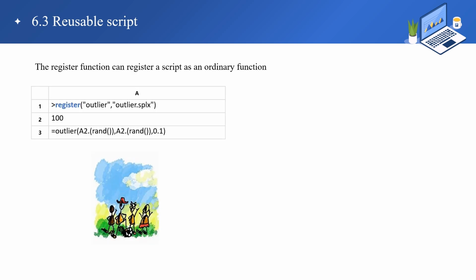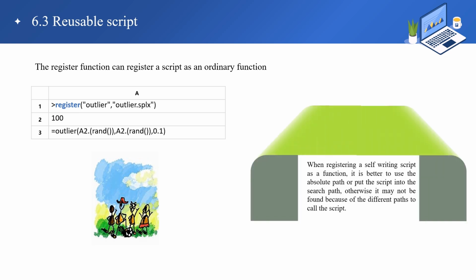SPL also provides a register function to register a script as an ordinary function. When registering a self-written script as a function, it is better to use the absolute path or put the script into the search path, otherwise it may not be found because of the different paths to call the script. Registered functions are valid for all scripts, not only for the current script. Repeated registration will replace the original.